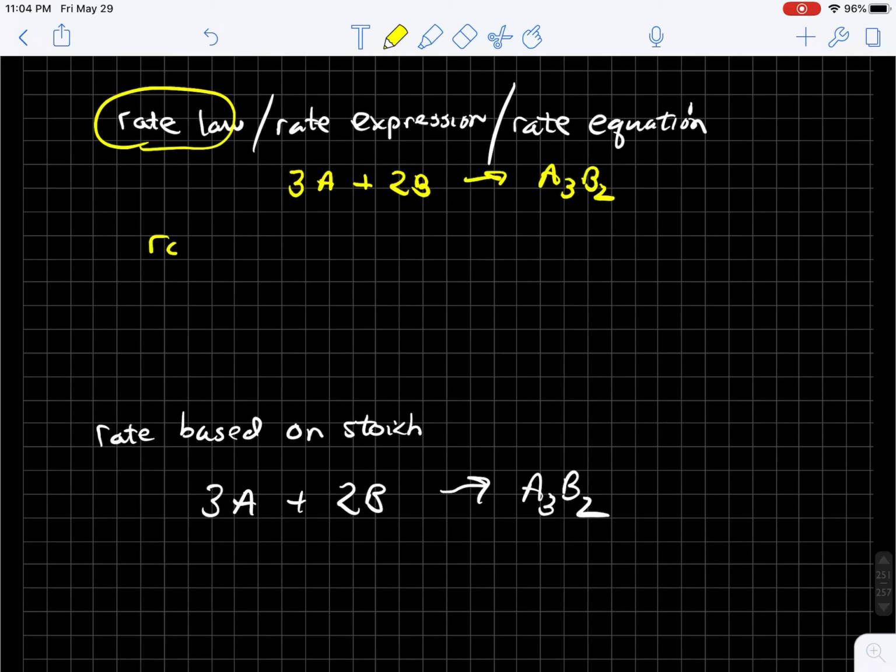So very possibly for a certain reaction, you could have a rate law like rate is equal to K times A times B. Now notice, you would expect that the exponent would be related to the number of moles, but it's not. We're raising A to the first power even though we have 3 moles of A. And we're raising B to the first power even though there's 2 moles of B. It depends upon the type of collisions.